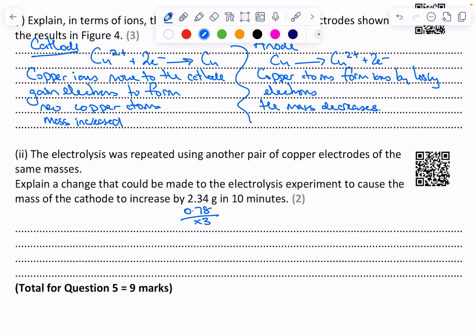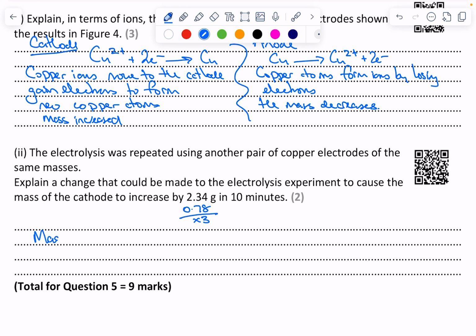So if we're going to increase the mass by 3 times, so mass increases by 3 times the mass, then what we would need to do is have 3 times the current passing through the circuit. 2 marks, 1 mark for each line.